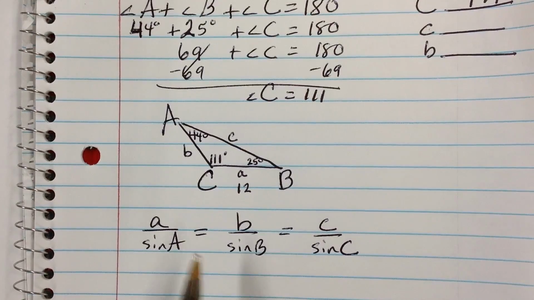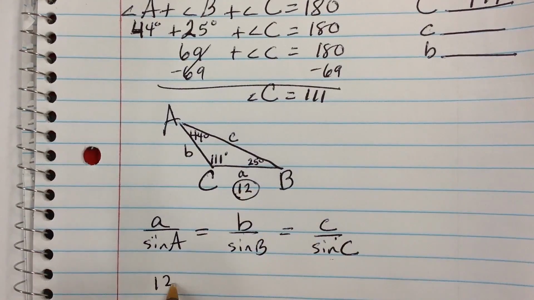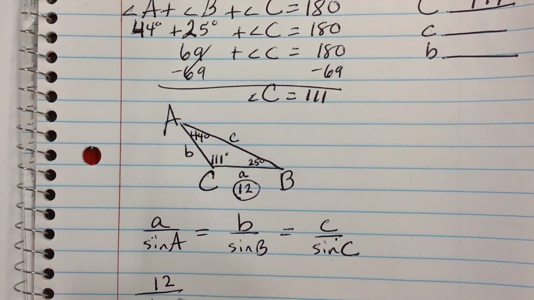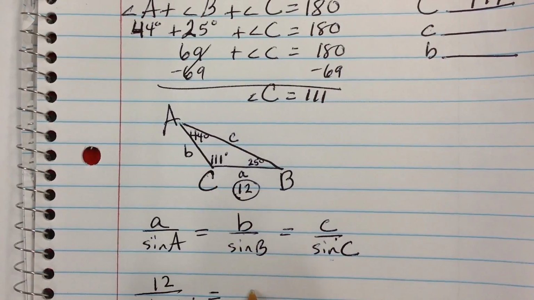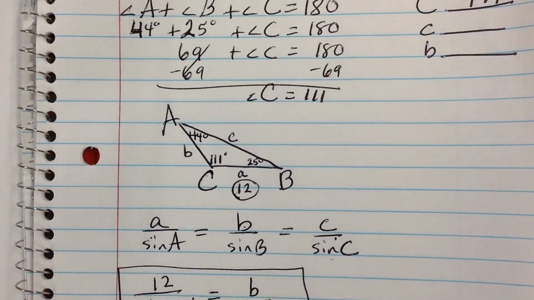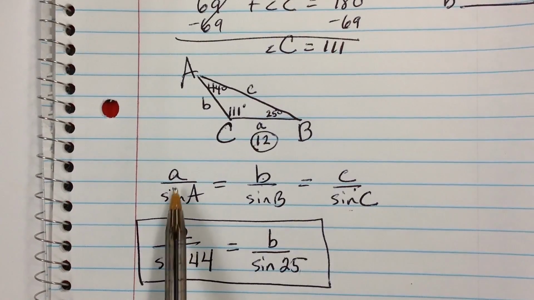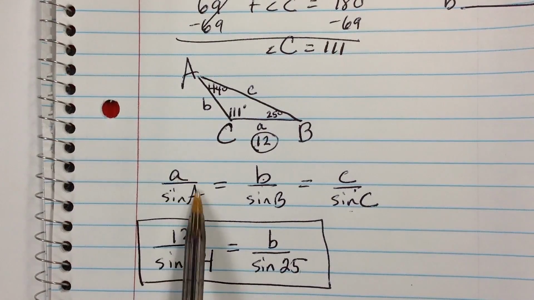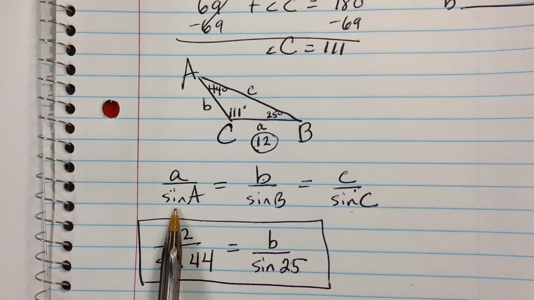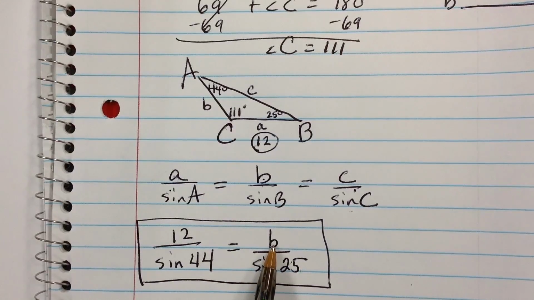Now let's fill in as much as we can into law of sines. Side a is 12 over sine of capital A, which is 44, equals b over sine of capital B, which is 25. Now, I could just stop right there and let that be one proportion, because notice that I have both of my A's, lowercase a and capital A. So this is the fraction that I will use in both proportions. When I look at this proportion, I only have one unknown, which is b.